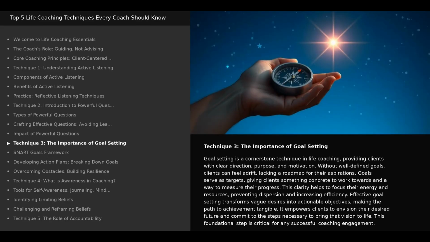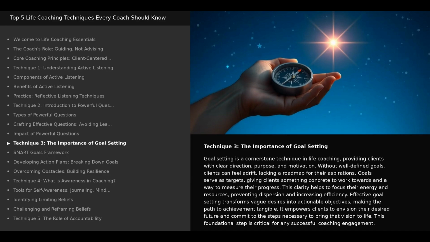Technique 3. The importance of goal setting. Goal setting is a cornerstone technique in life coaching, providing clients with clear direction, purpose, and motivation. Without well-defined goals, clients can feel adrift, lacking a roadmap for their aspirations. Goals serve as targets, giving clients something concrete to work towards and a way to measure their progress.